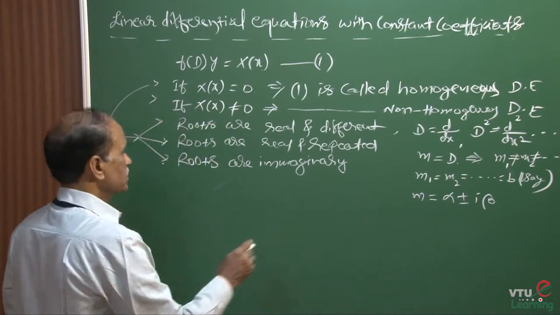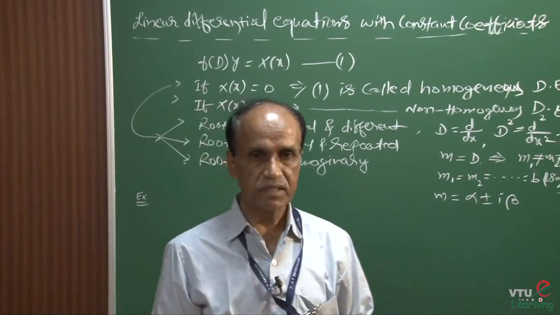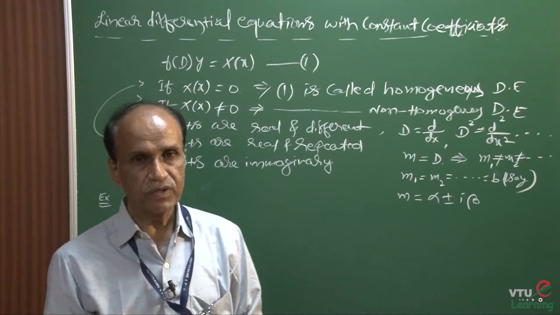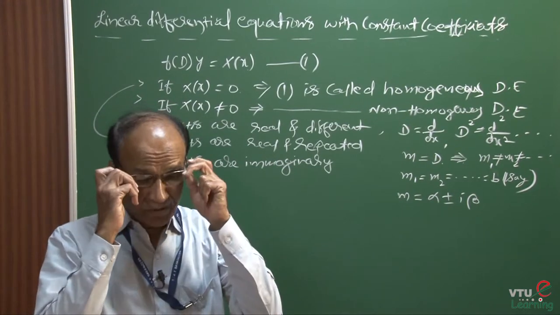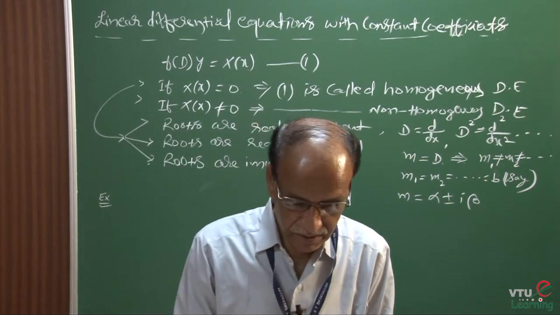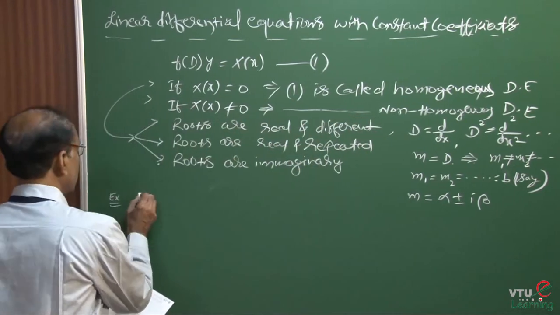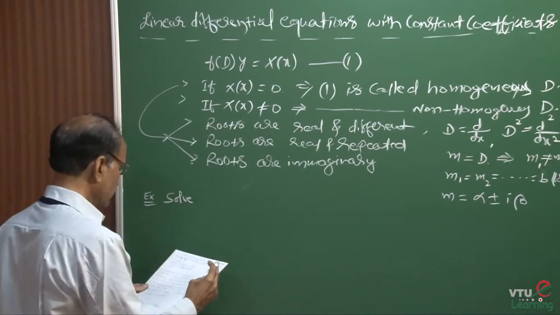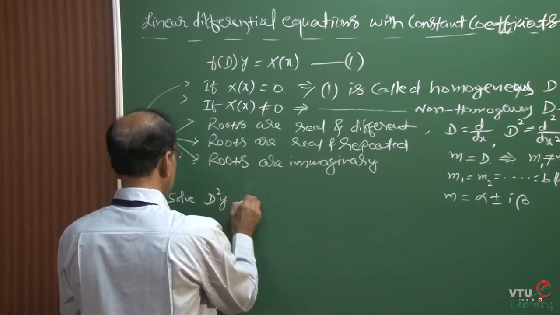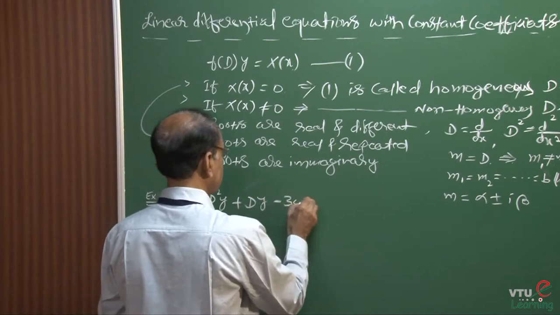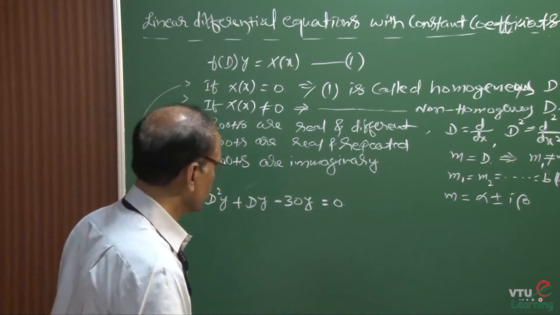Okay. Based on this information, I will write an example now. Already we studied some problems, but this is the continuation of those problems. I shall take the next problem, with a different type of statement. The problem is like this. Solve D square y plus Dy minus 30y equals 0.